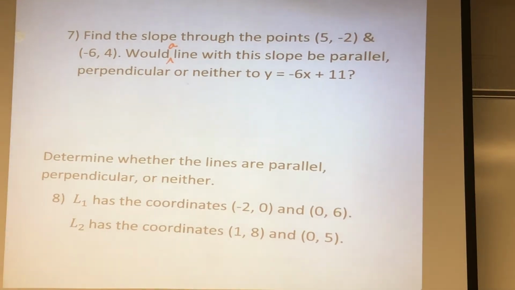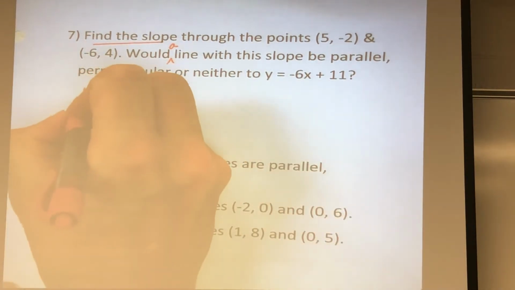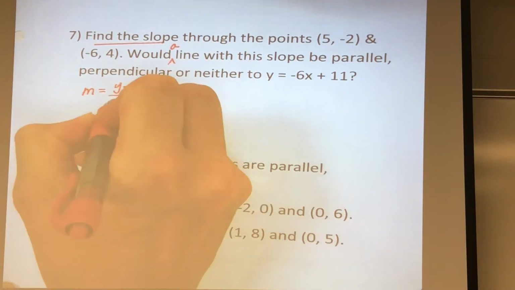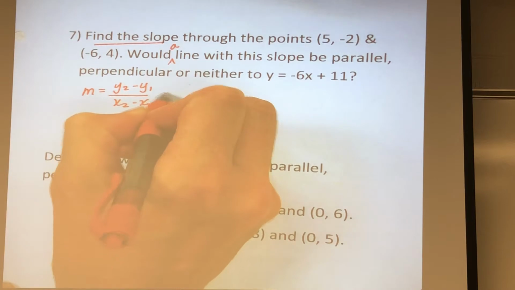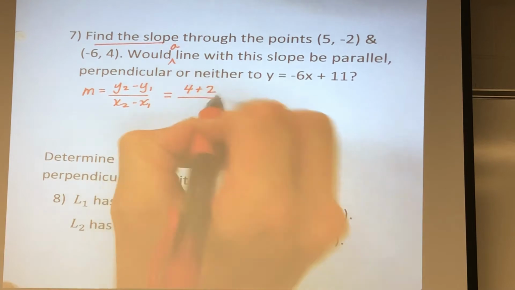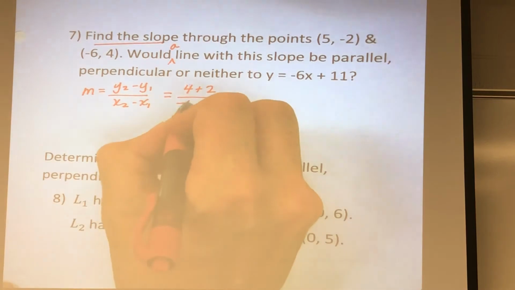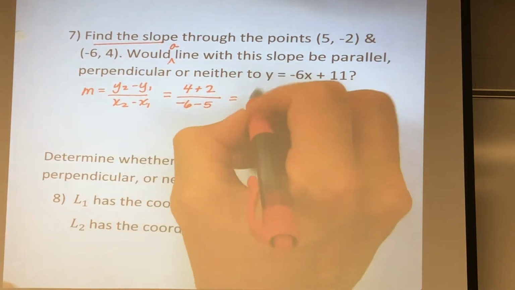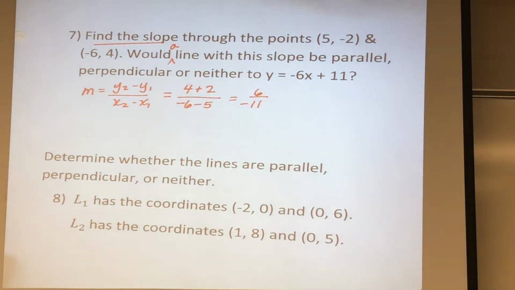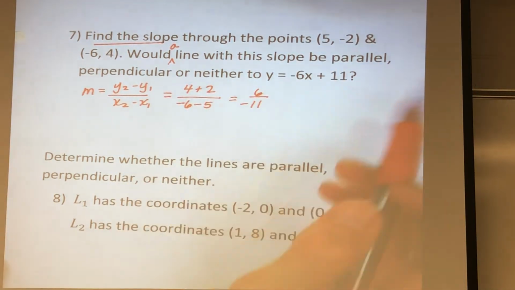All right, well, we need to first start by finding the slope because that's what it asked us to do first, find the slope. So slope, you may recall, is y2 minus y1 over x2 minus x1. So we're going to do 4 plus 2 because it was a negative 2, so 4 minus negative 2 is 4 plus 2, and then negative 6 minus 5. So we have 6 over negative 11.